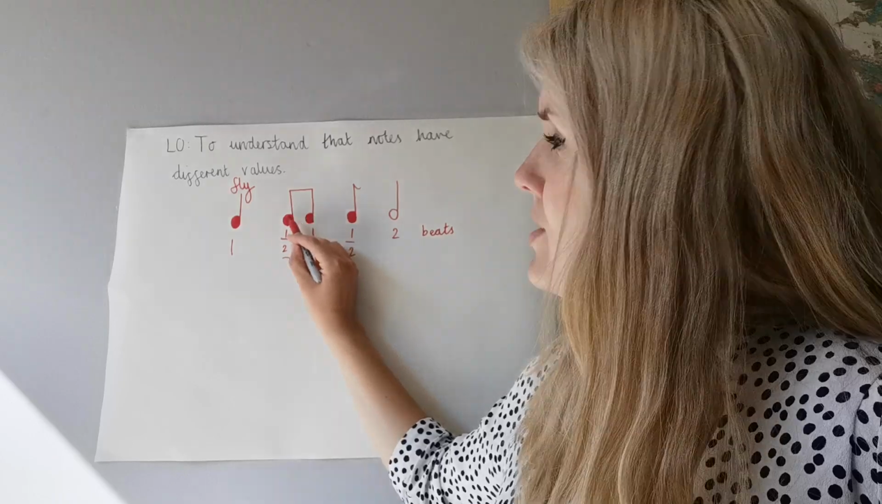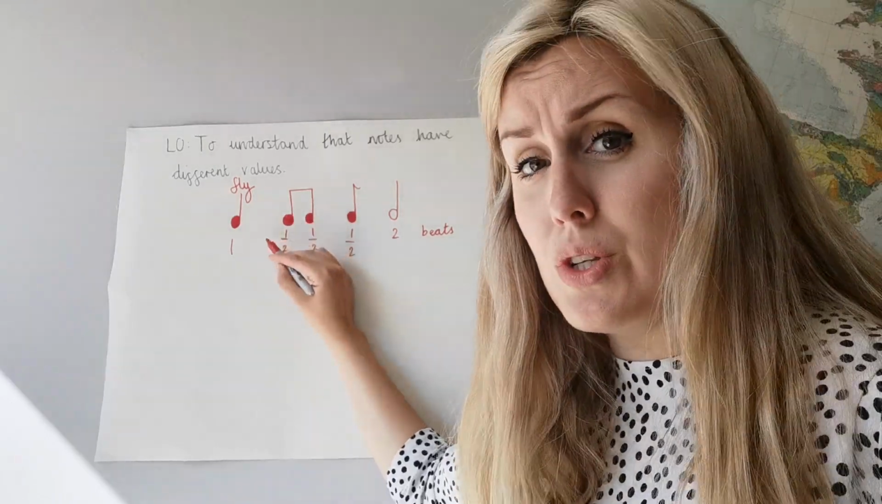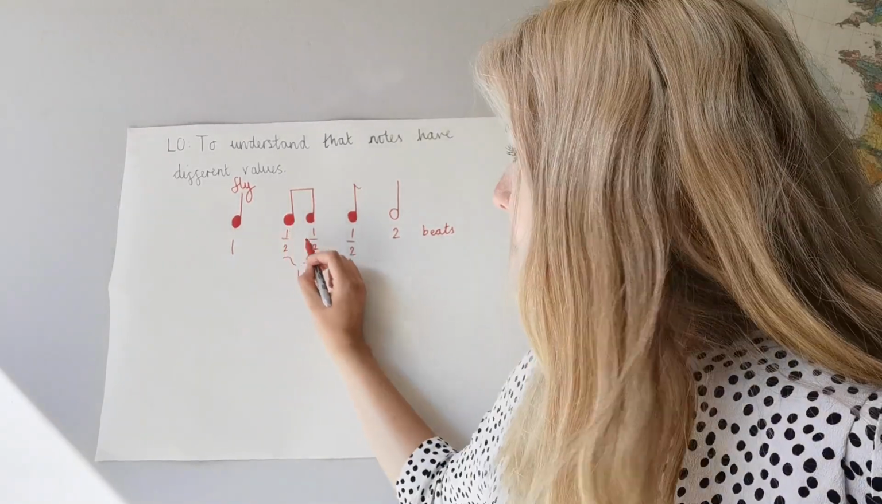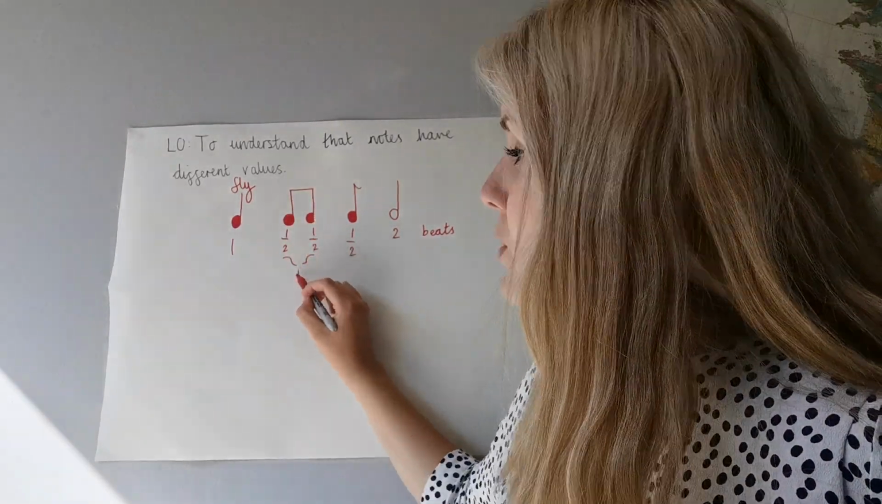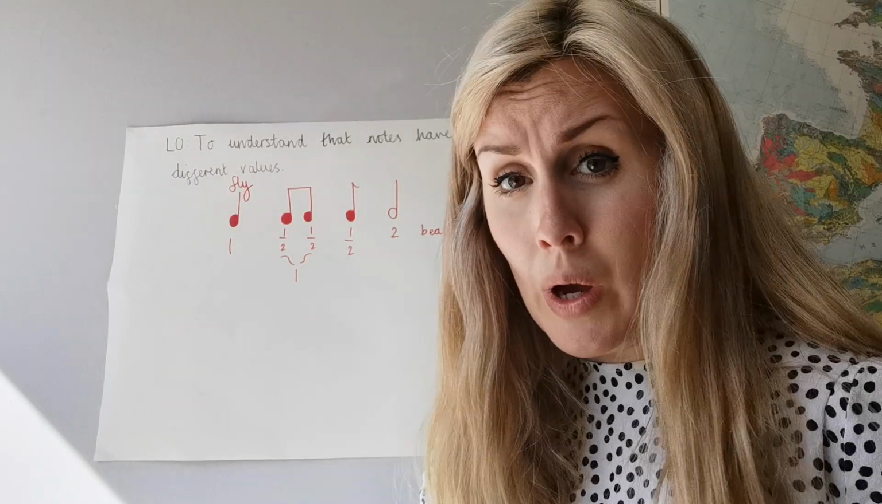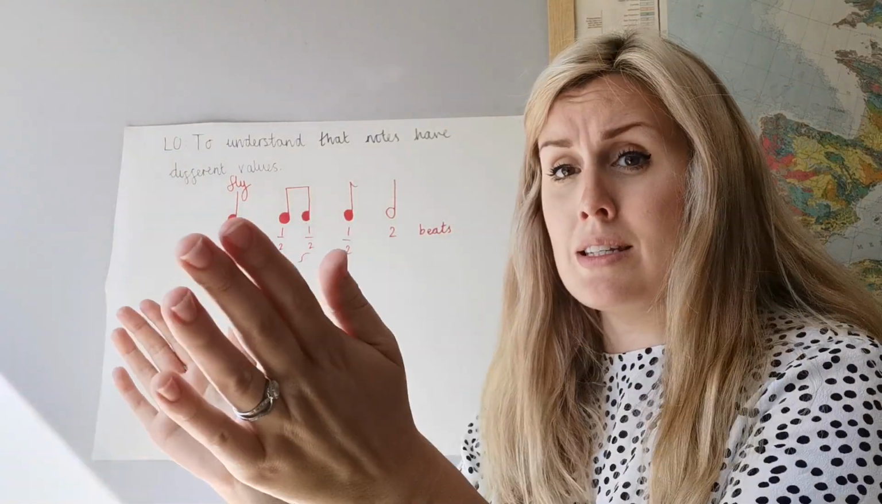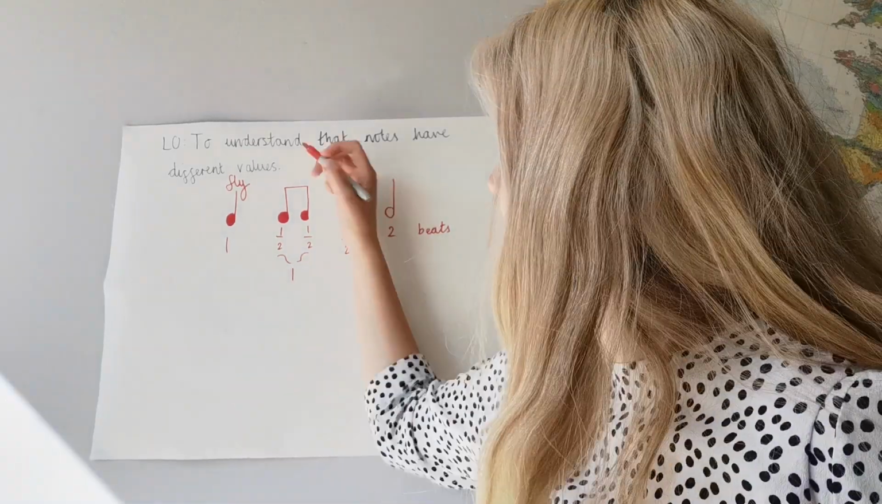This one is two quavers, and one quaver is half a beat. So when you put two quavers together, it also makes one beat. And the way we remember that is spider. So we've got fly and spider. Okay.